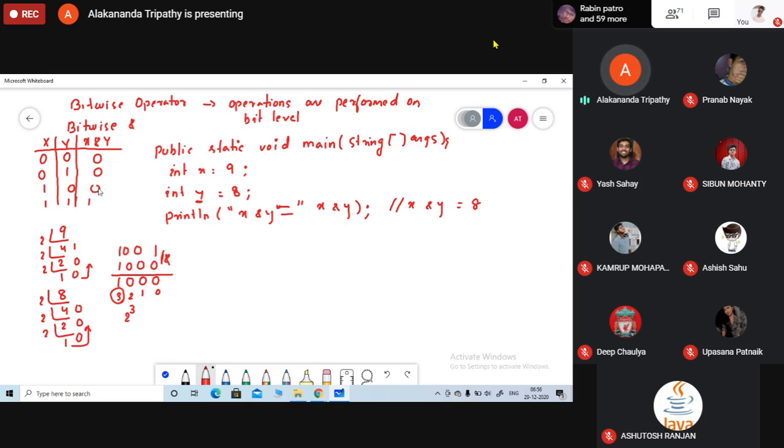So 1 AND 0 will be, what will it be? 0. Similarly, 0 AND 0 is 0, 0 AND 0 is 0, 1 AND 1 is 1. So the answer here is 1000. So find out the decimal of it.